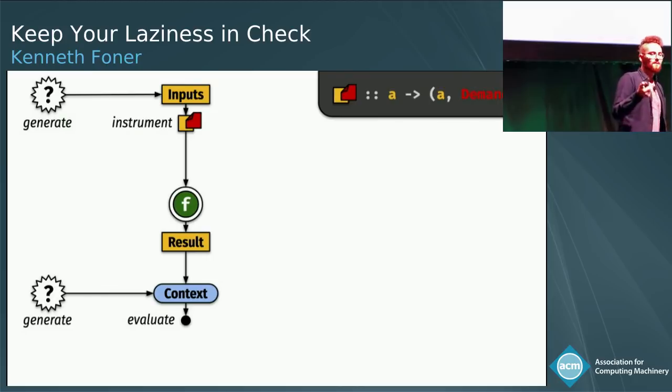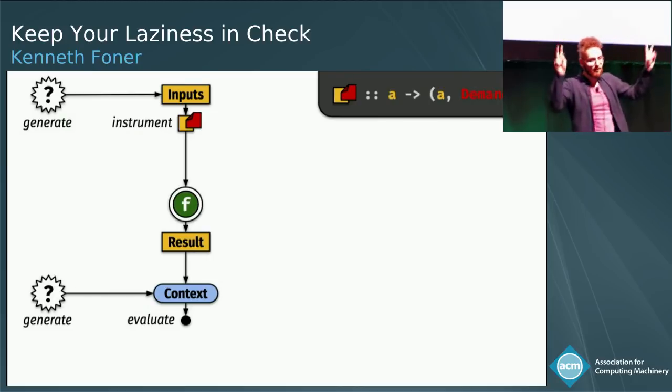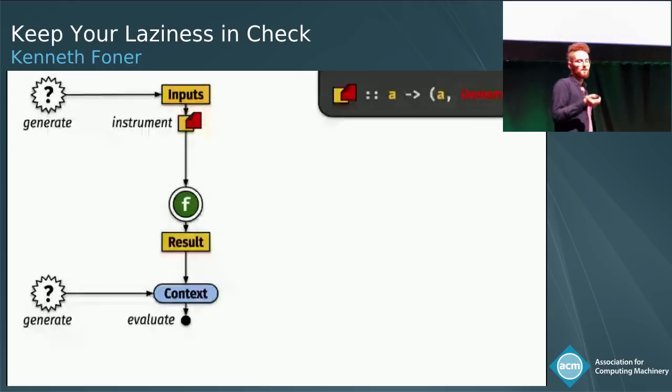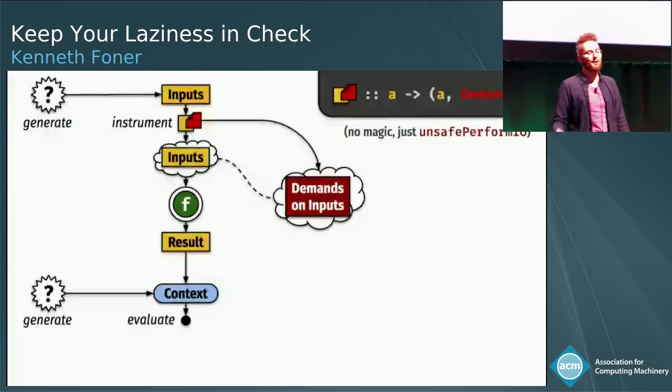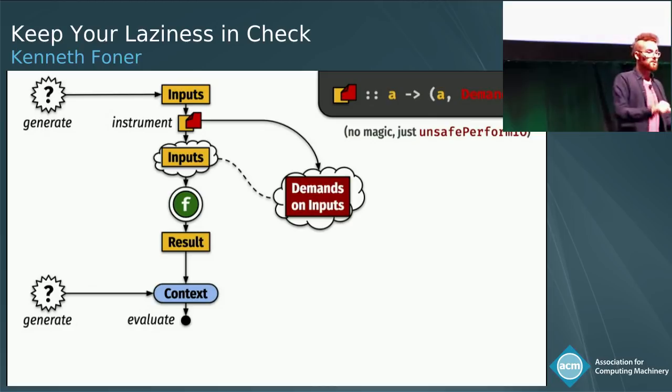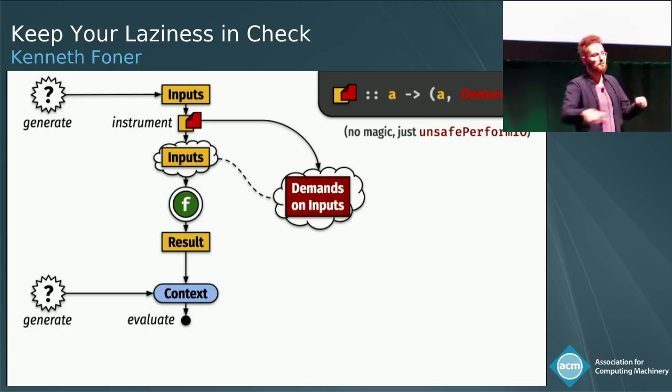So we introduce this function, and I'm going to put function in air quotes, that I'm going to call instrument. Instrument takes an A, anything, and maps it to a pair of that same type and a demand on that type. But what's sort of magical about this is that as we evaluate the A, the demand, this demand data structure that's just a Haskell data structure, gets mutated under the hood. It's actually a pointer-based data structure hidden away from you, so that it reflects the part of the value that was actually evaluated.